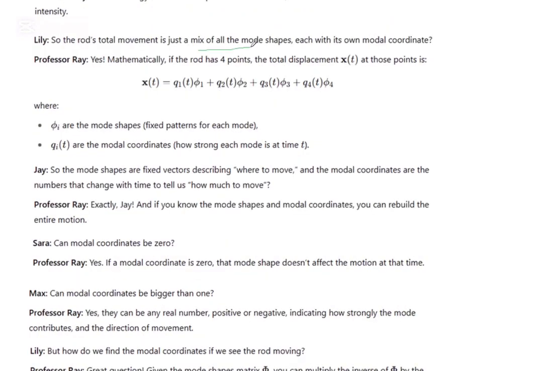So the rod's total movement is just a mix of all the mode shapes, each with its own modal coordinate. Yes, mathematically, if the rod has 4 points, we can get the total displacement at the points like this. These mode shapes are fixed vectors describing where to move, and modal coordinates are numbers that change with respect to time, telling us how much to move.